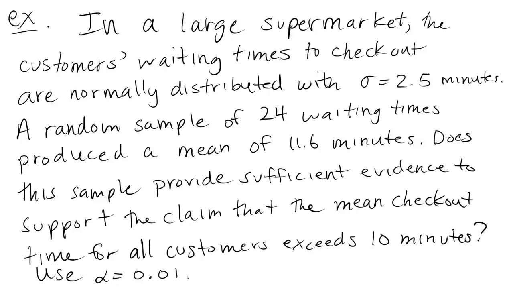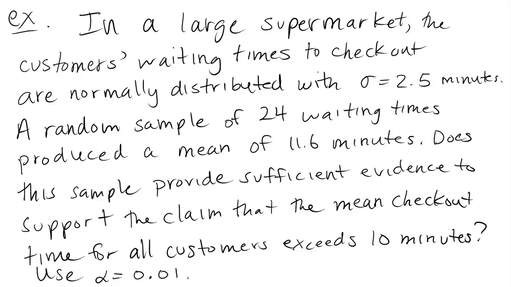The store is worried that the customer's waiting time is getting too long. They're worried that it might be longer than 10 minutes on the average. So they take a random sample of 24 waiting times, and the mean of those waiting times was 11.6 minutes, which is obviously bigger than 10. But is that difference of 1.6 minutes statistically significant enough to take the leap that the mean of all customer waiting times is more than 10 minutes, given that we have such a small sample size and a standard deviation of 2.5 minutes? That's what the test is about.